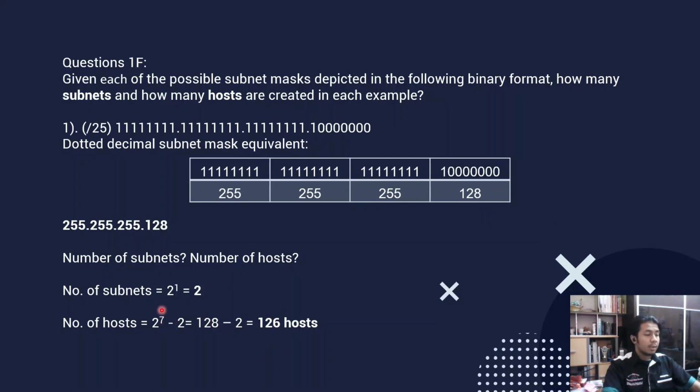So the 7 here represents the 7 zeros in the host ID, and we subtract 2 because the two other addresses we cannot use as hosts, so the usable is only 126.